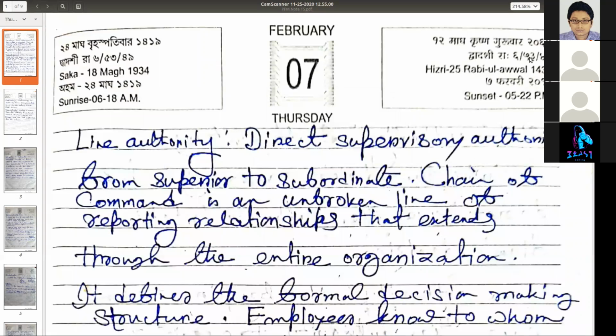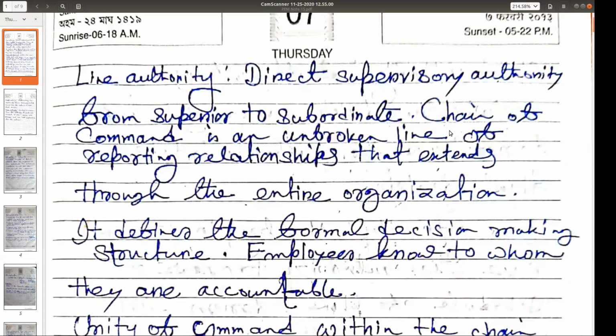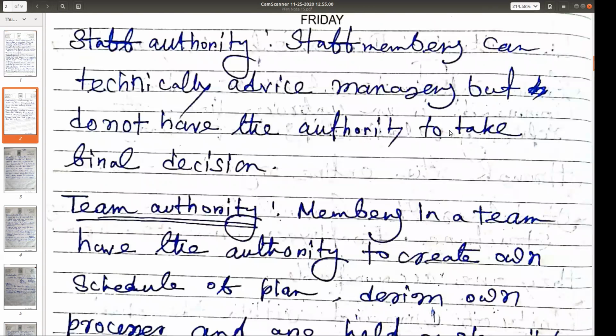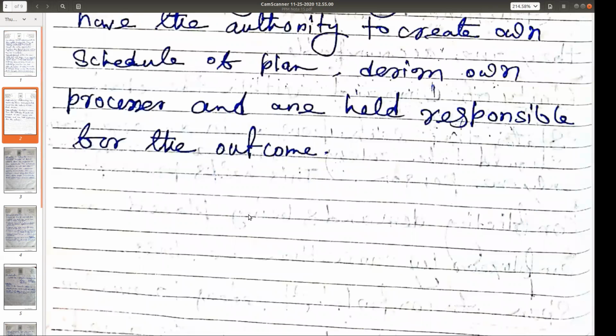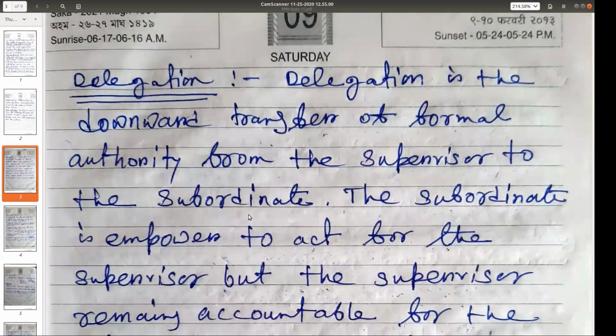Basically, in the last class we saw the types of authority: line authority, staff authority, and team authority. I hope that was our last class. After that, I also discussed some part of delegation. Delegation is basically the downward transfer of formal authority from the supervisor to the subordinate, how the authority flows from up to down, top to bottom.